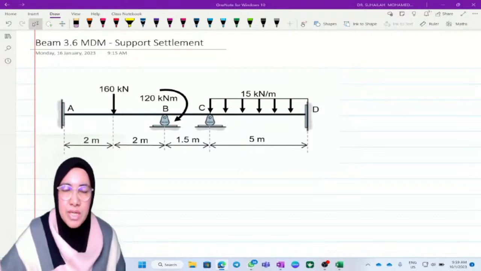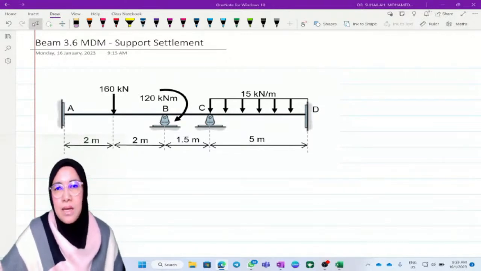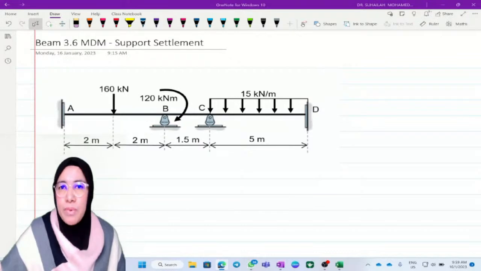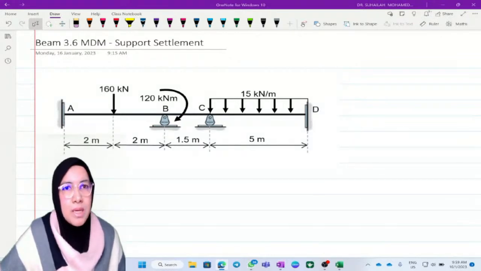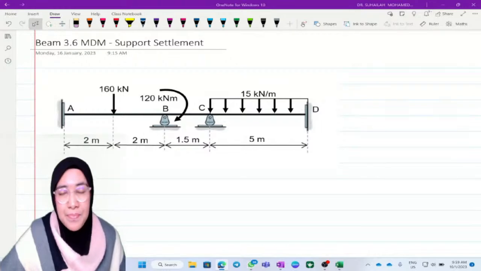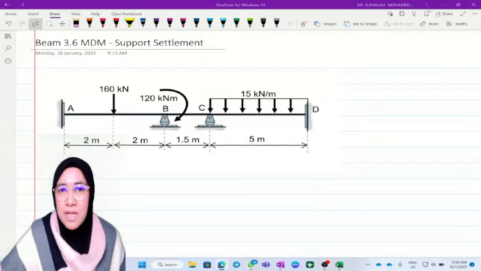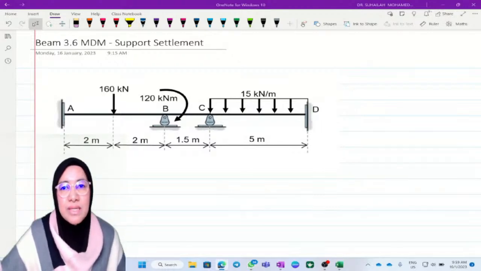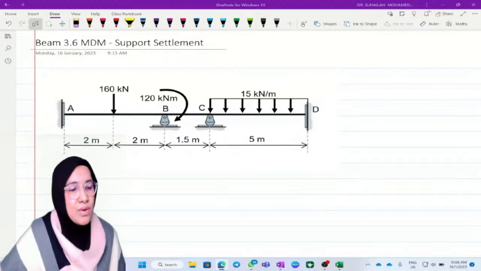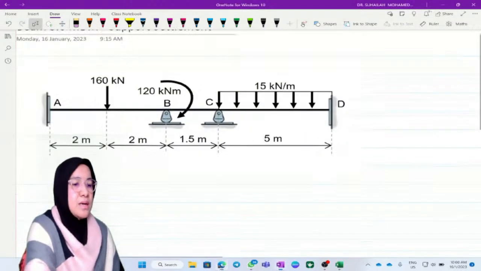Okay, so this session we are going to analyze beams using the moment distribution method. We will consider support settlement, and we will calculate the member end moments in the beam, and after that we will continue to draw the shear force diagram and bending moment diagram. So this is series number 1. Okay, so let's look at the screen right now.